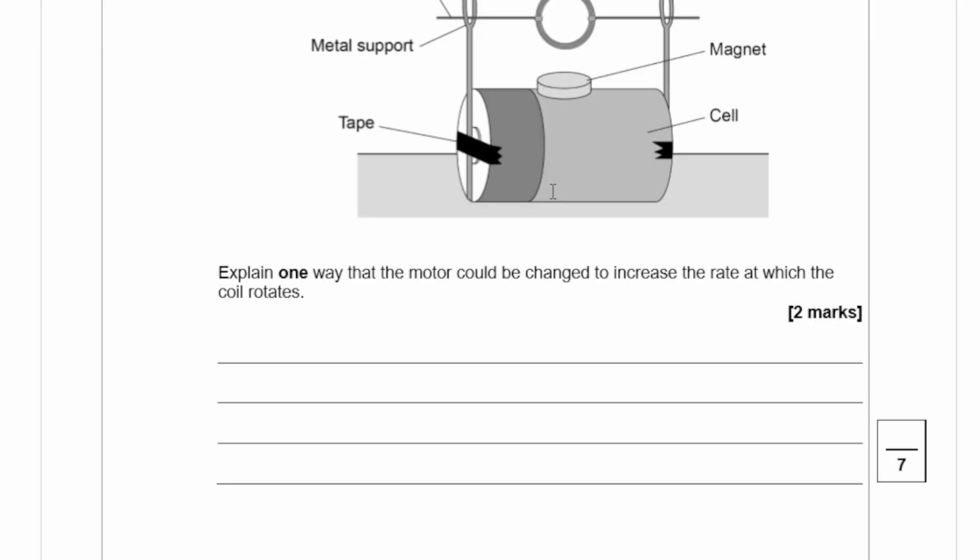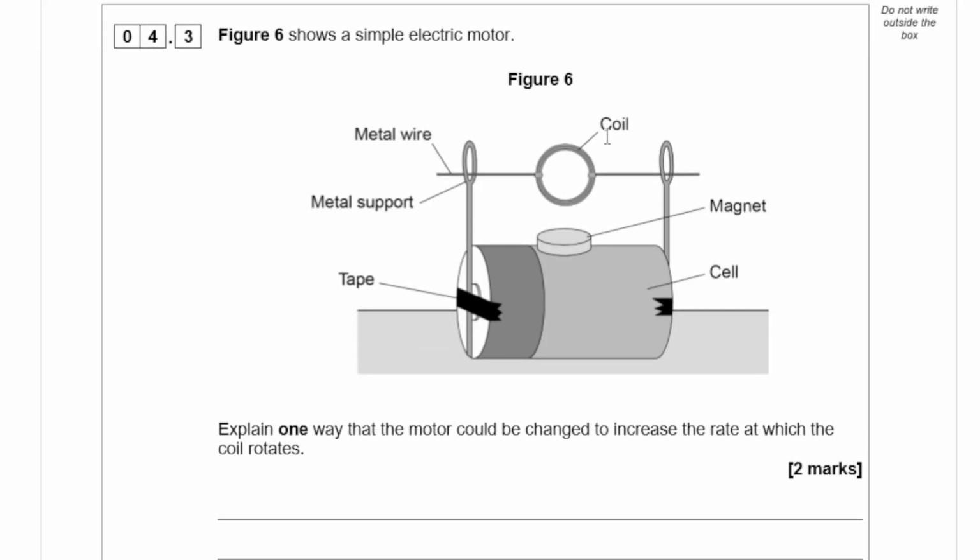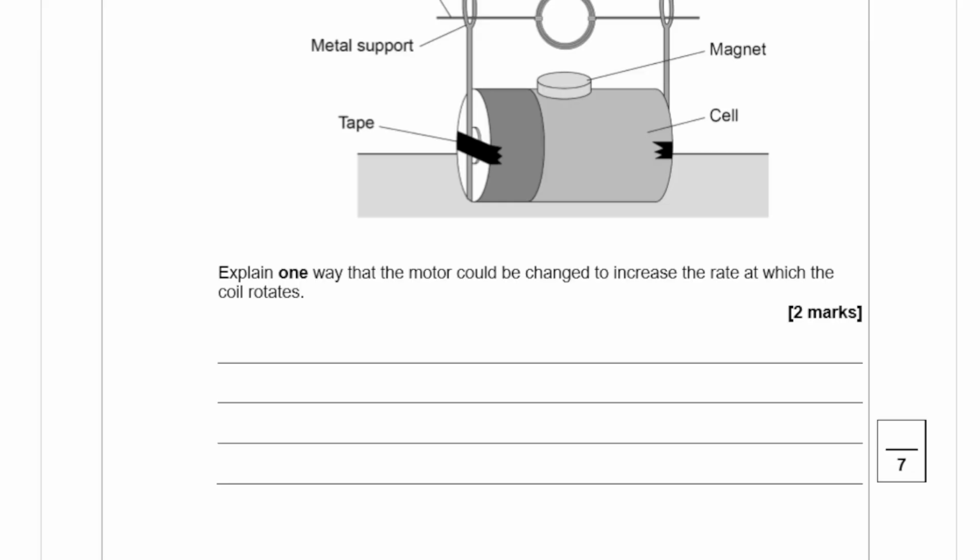Now, in order to do that, you could increase the number of coils, or you could add another magnet, or you could add another cell as well. So any of those 3 things will cause the coil to spin faster.